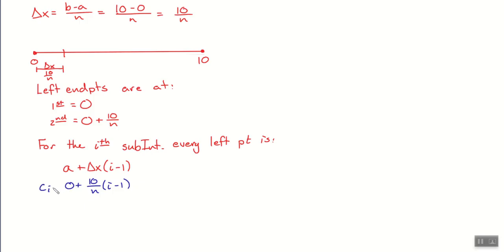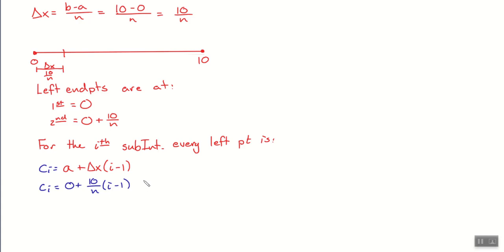So if we claim that this is c sub i, and I should have had that there and here as well, terribly sorry. If I plug in a 1, it's 0 plus 10 over n times 0, which is 0. Is that where we should be? And what if we plug in our next interval at 2? I get 0 plus 10 over n times 1, and it says now the second endpoint's at 10 over n. Is that where it should be? Mickey, did I lose you on that one?